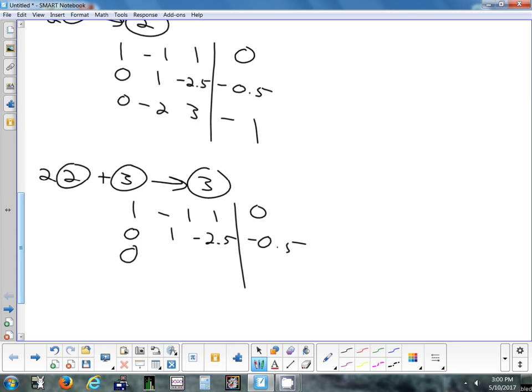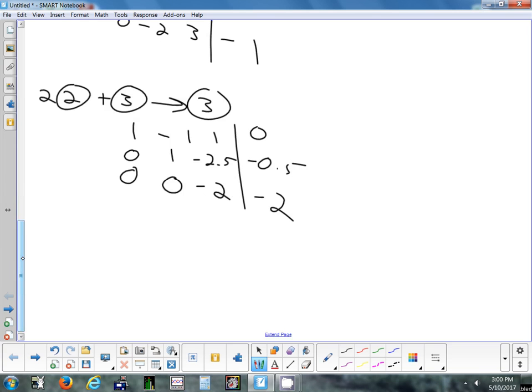First one's just going to be a 0. What's 1 times 2? 2. Minus 2. And then negative 2.5 times 2. Negative 5 plus 3? Negative 2. And then negative a half times 2. Negative 1, yes, plus another negative 1. Negative 2.